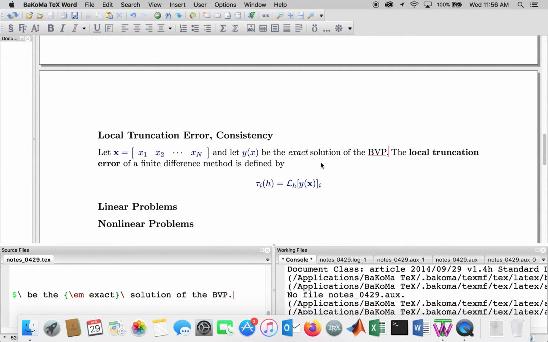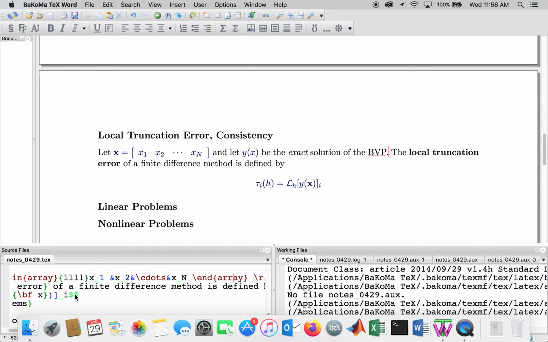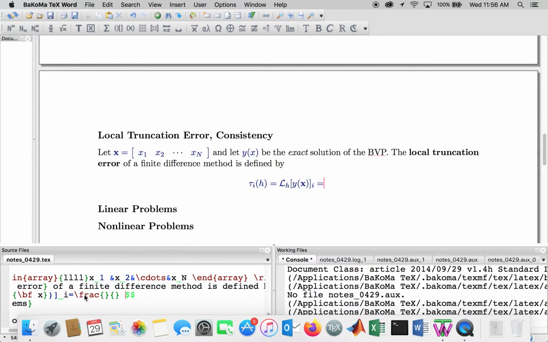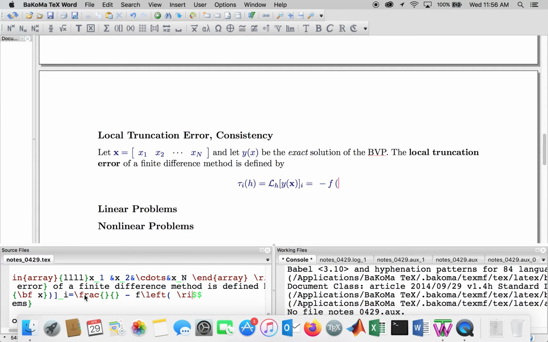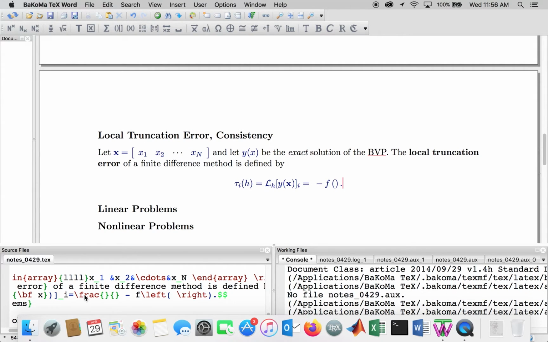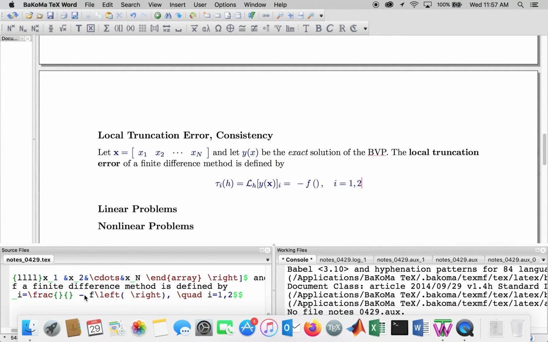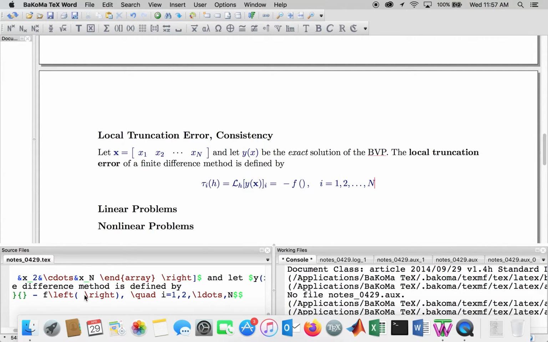So local truncation error is really a vector valued quantity. It's defined at all the grid points. Here I'm just showing you how it's defined for a particular grid point. So now I will type out what that is. It's defined for i going from 1 up to n.